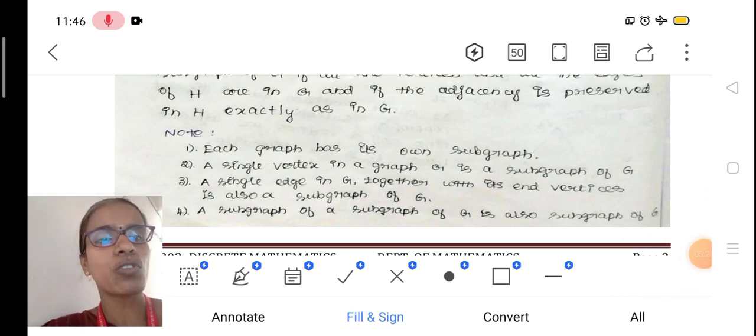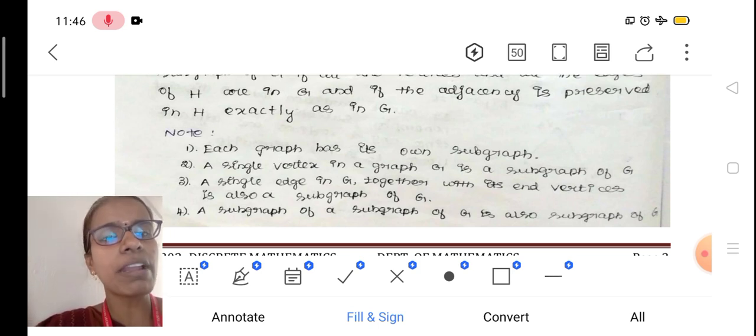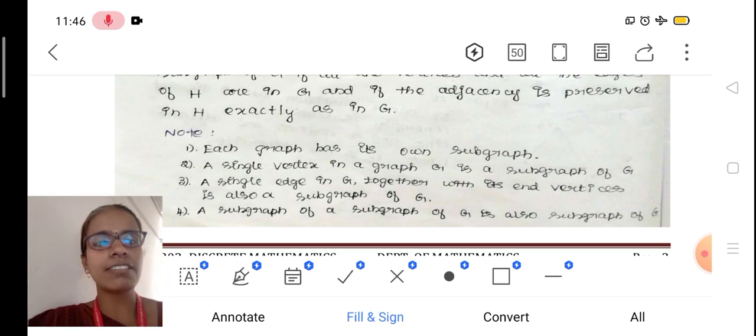Each graph has its own subgraphs. A single vertex is a subgraph. A single edge is a subgraph. If you are deleting a vertex, automatically the edge will be deleted. If you are deleting the edges, automatically the vertex will be deleted. Okay. Thank you. The remaining things we'll see in the next class.